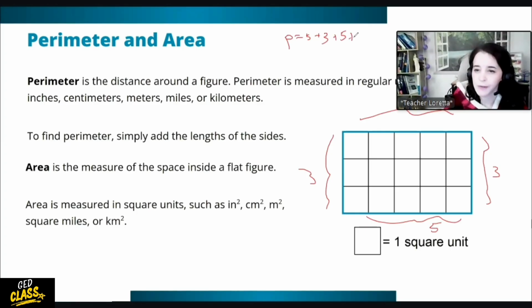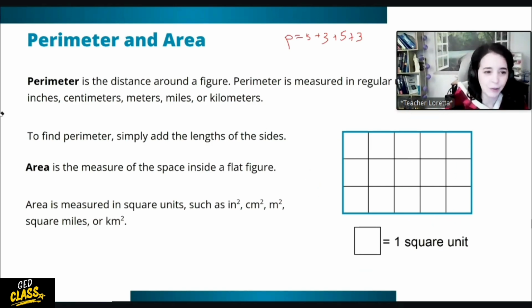Those of you saying 15, I think you're finding the area. We will get to that. It's 16. It's annoying that they're so close, but the perimeter is 16.